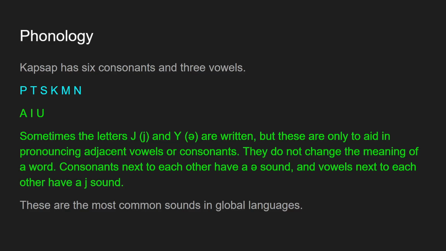Phonology. Kapsap has 6 consonants and 3 vowels, though it's kind of 7 and 4. The consonants are P, T, S, K, M, N. The vowels are A, I, U. Sometimes the letters Y and a schwa are written, but these are only to aid in pronouncing adjacent vowels or consonants. They do not change the meaning of a word. Consonants next to each other have an sound between them, and vowels next to each other have a Y sound between them. These are the most common sounds in global languages.